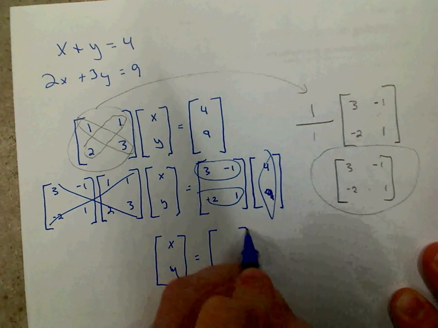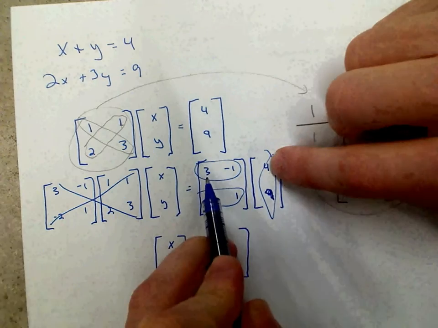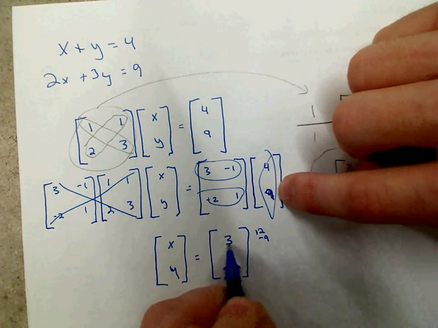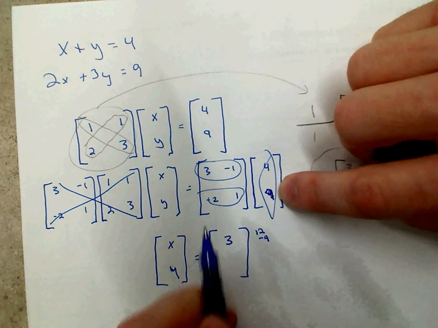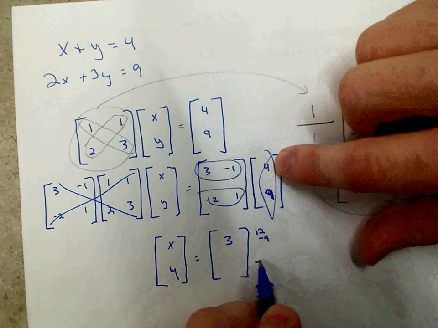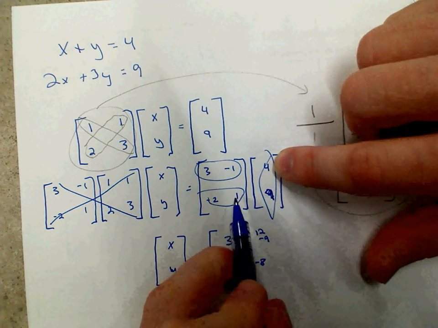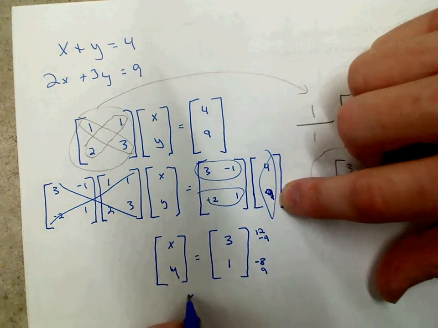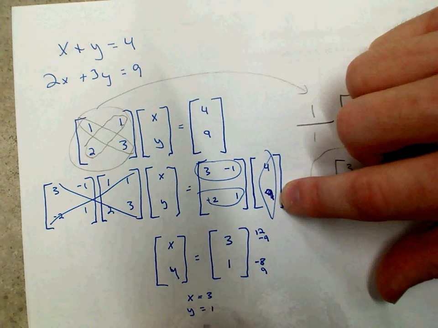So 3 times 4 is 12. Negative 1 times 9 is negative 9. 12 minus 9 is 3. And then negative 2 times 4 is negative 8, and 1 times 9 is 9, negative 8 plus 9 is 1. So I know that x must be 3, y must be 1.